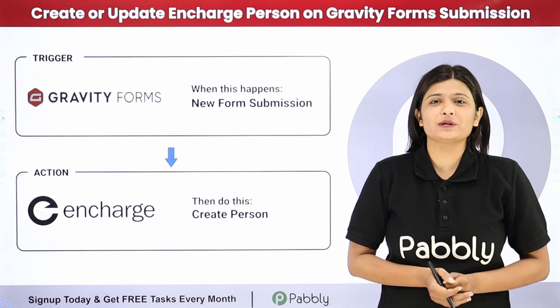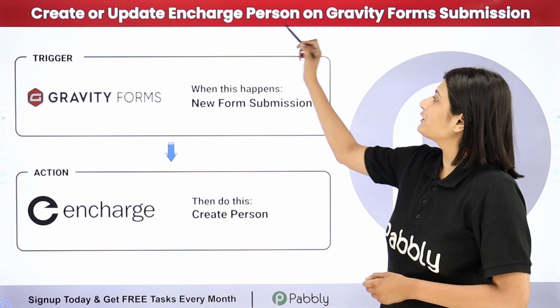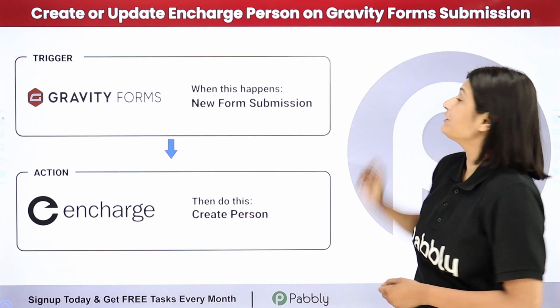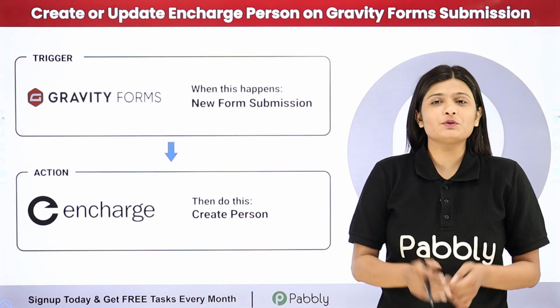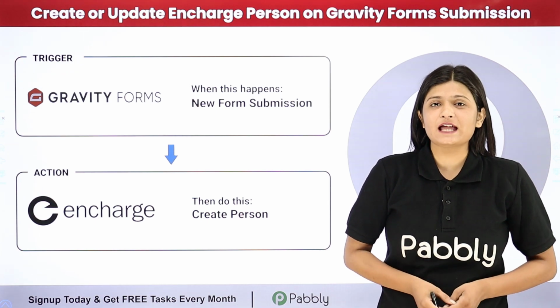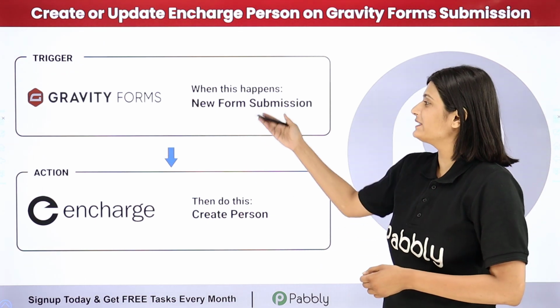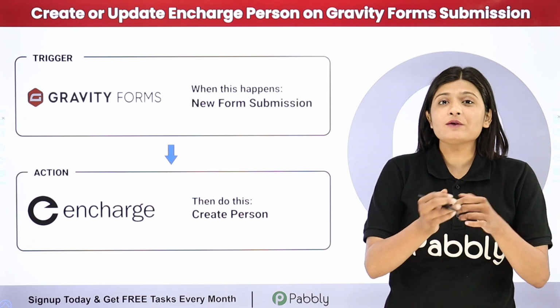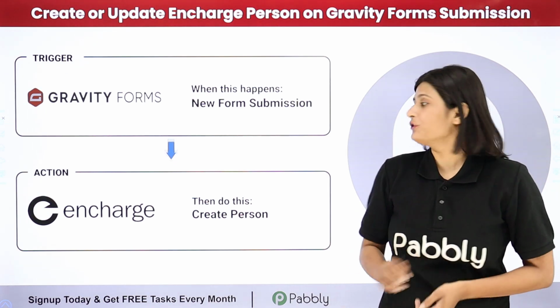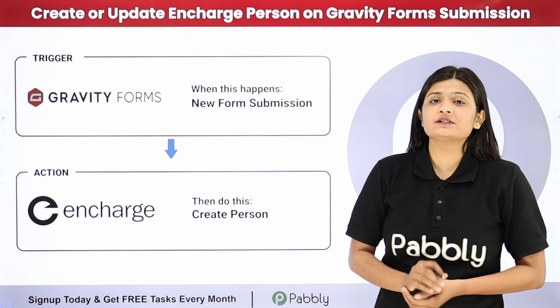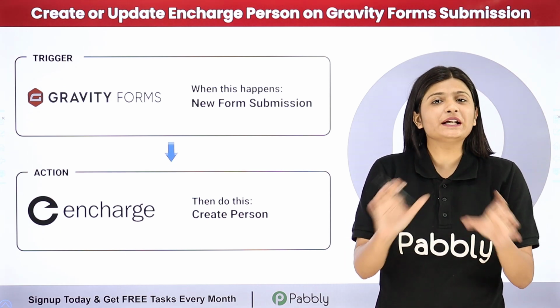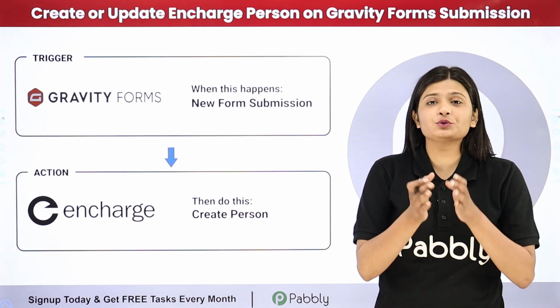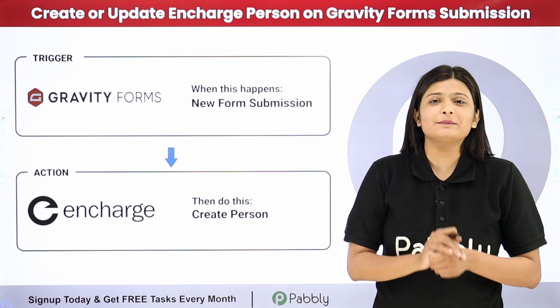So in this video, we are going to learn how to create or update Encharge person on Gravity form submission. So let's suppose I'm running a real estate agency and I'm collecting all my potential leads with the help of Gravity forms. I want that whenever someone submits the form, it should be created as a person in my Encharge account. I completely want to automate this process, and to do this automation, I'm going to use Pabbly Connect.